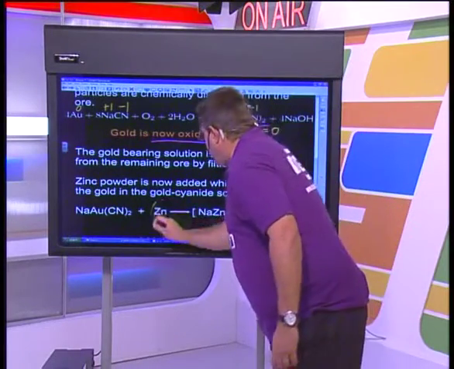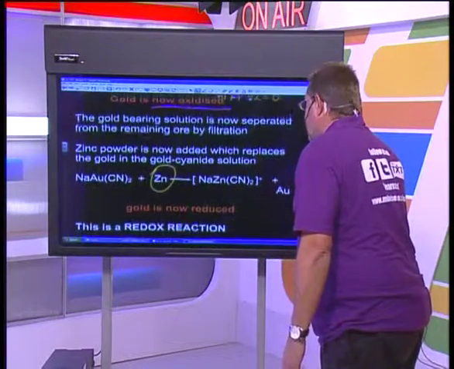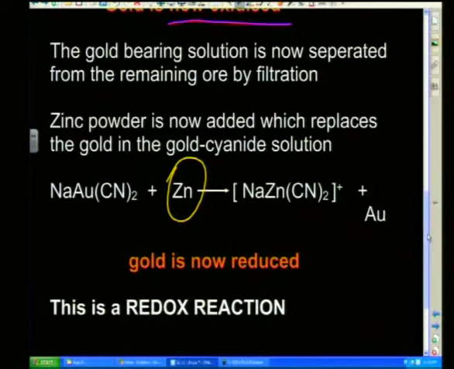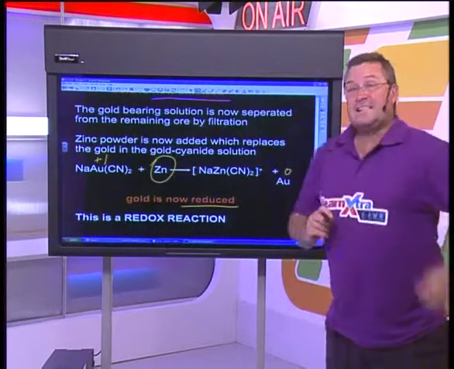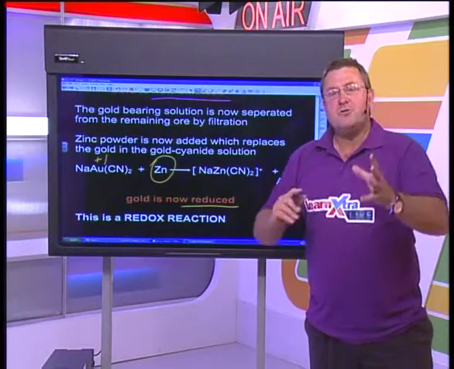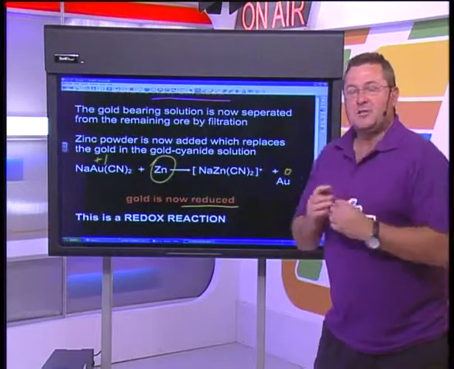They add zinc powder. And what actually happens here is that the zinc reacts with this complex, and it displaces the gold out of the complex. So where gold is there as +1, can you see now it goes back to its original oxidation number of 0. So in other words, we have now got a reduction. We have actually reduced the gold, and we've now got it back into its pure form.